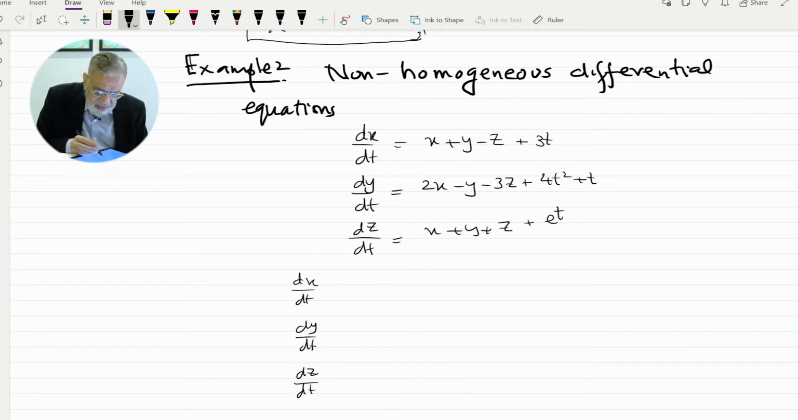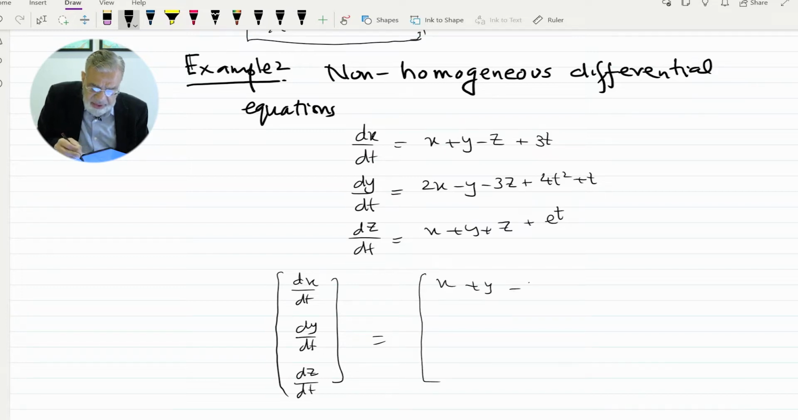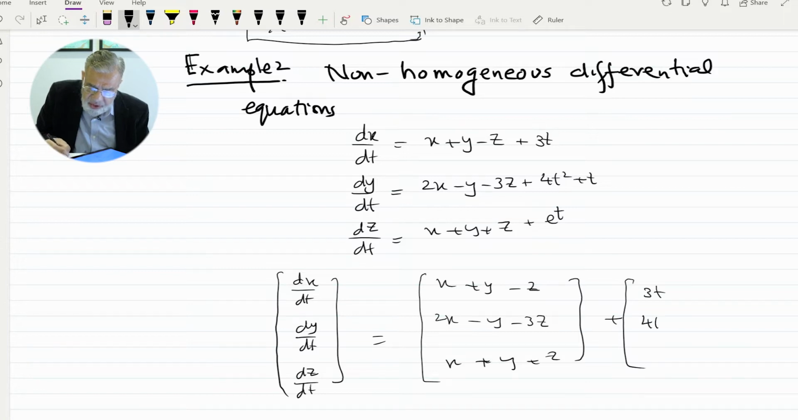This is my matrix, and I have two parts on the right. One is the matrix which has the variables: x + y - z, 2x - y - 3z, and x + y + z. And then I have the functions of t, which are not functions of x and y. So this is 3t, 4t^2 + t, and e^t.